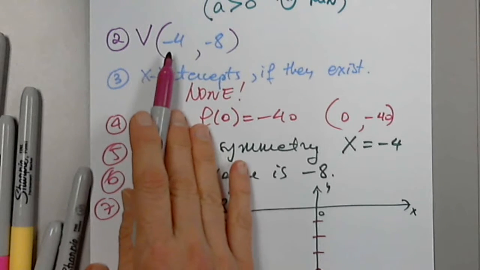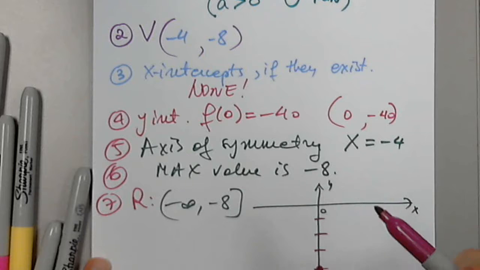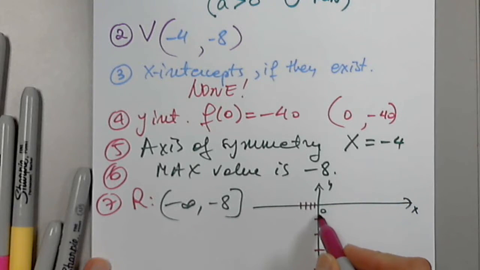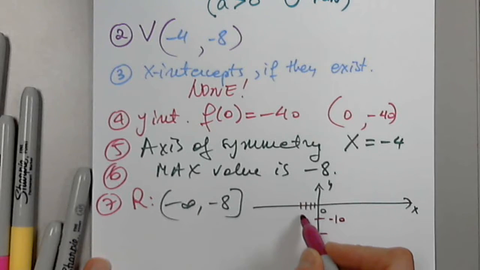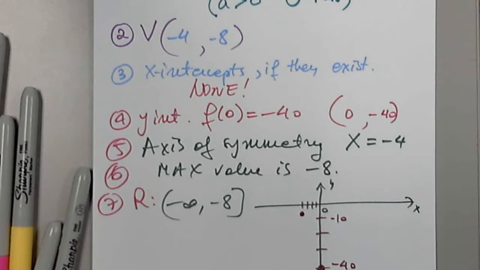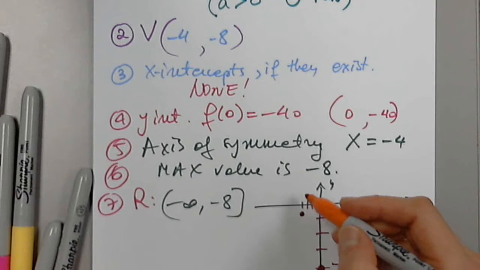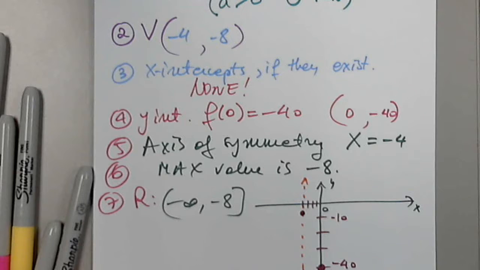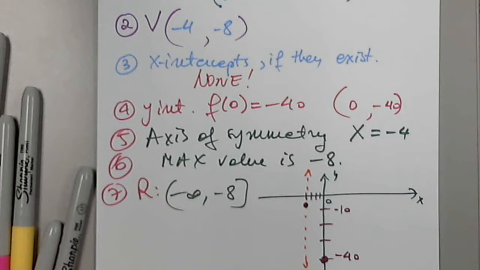Okay, I have to start with the vertex. So 1, 2, 3, 4, and this is negative 10, negative 40. So my negative 8 will be here. There are no x-intercepts. My next step has to be the axis of symmetry because I'm trying to keep the graph in shape. And as you know, this is not part of the graph. So this is x equals negative 4.